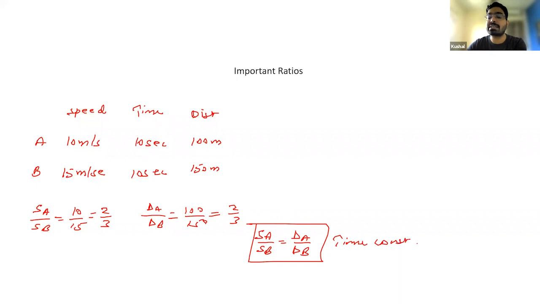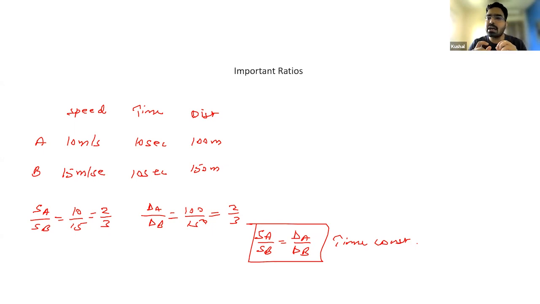Now, why am I saying time constant? I am saying time constant because the period for which A and B were traveling was the same. They were traveling for 10 seconds each. This 10 seconds can be any stretch of 10 seconds in a day. It is not necessary that it has to be a specific stretch of time. The quantum of time should be the same is all I'm trying to say. If A is traveling for 10 seconds and B is traveling for 10 seconds, it doesn't matter when in the day or on which days they are traveling.